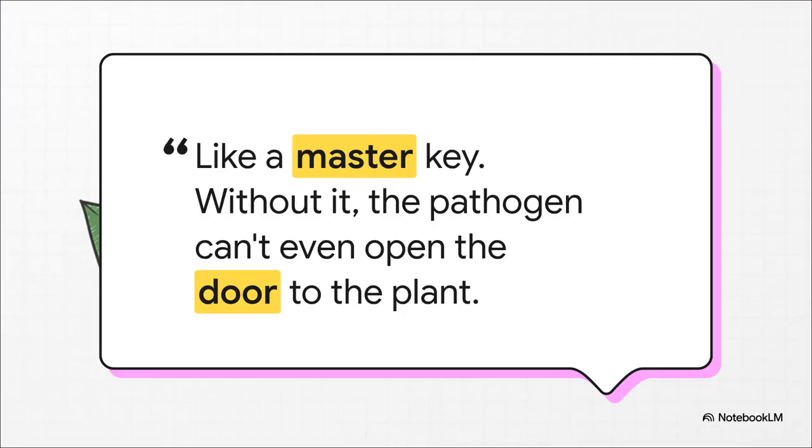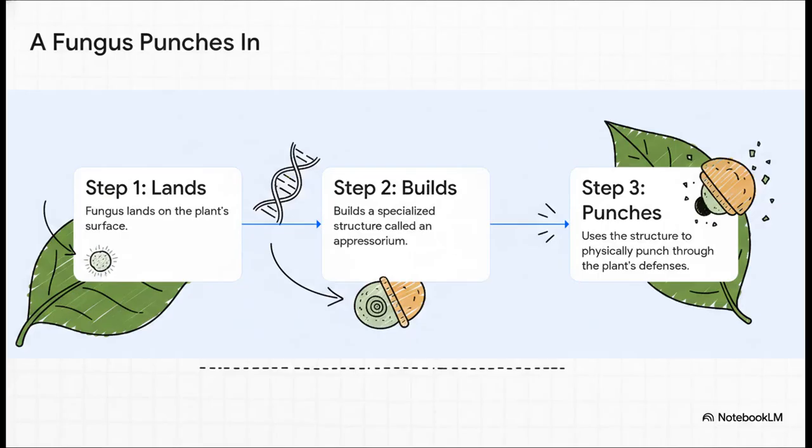That's why this analogy is so perfect. Pathogenicity genes are the master key. They let the pathogen get past that first line of defense and kick off the whole infection process. Without this key, the door to the plant cell stays firmly locked. End of story. So what does this actually look like in the real world?